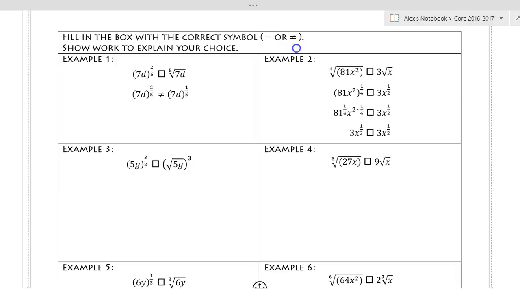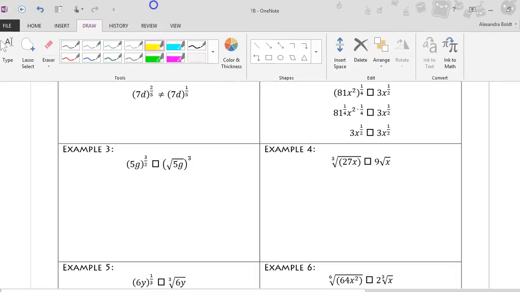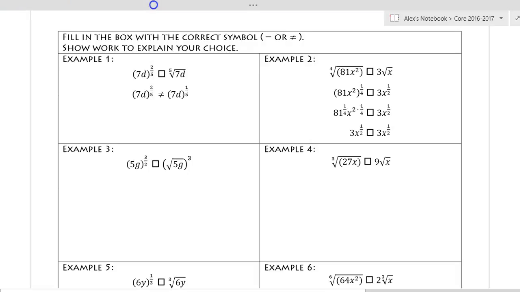If we look at example 1, the right says 7d to the 2/5. The left says the 5th root of 7d. So, are these equal? For these, we're always going to switch the one that's in radical form into rational form. It's a little easier to see if they're equal that way. So looking at just the right side, because the left side is already in a rational exponent form, right? So I don't have to change that one. That one just stays the same.